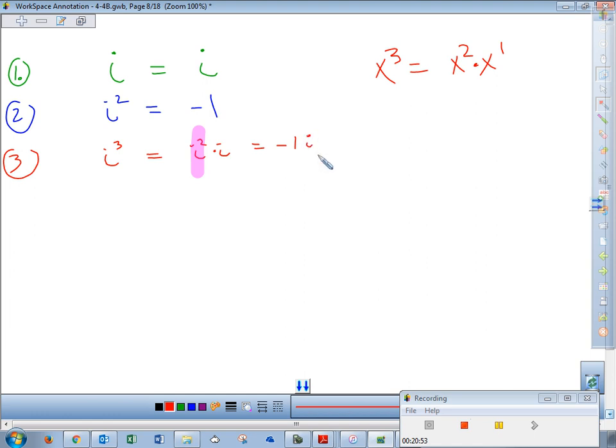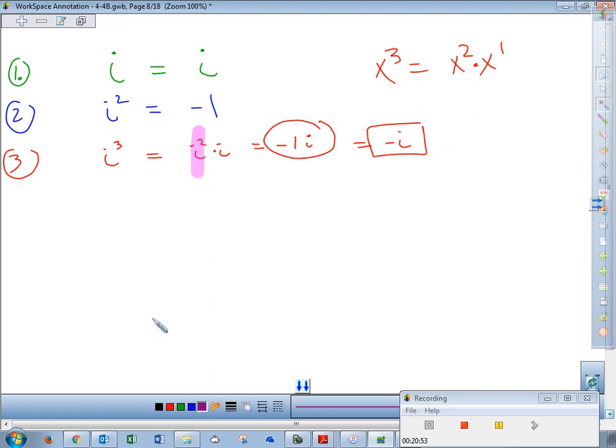So this is what we're looking for, because does it have i to the first power in it for a final answer? Your final answer can't have any i's in it unless they're to the first power. i cubed is negative i. Right there, that's the third thing you have to have memorized. i cubed is negative i.